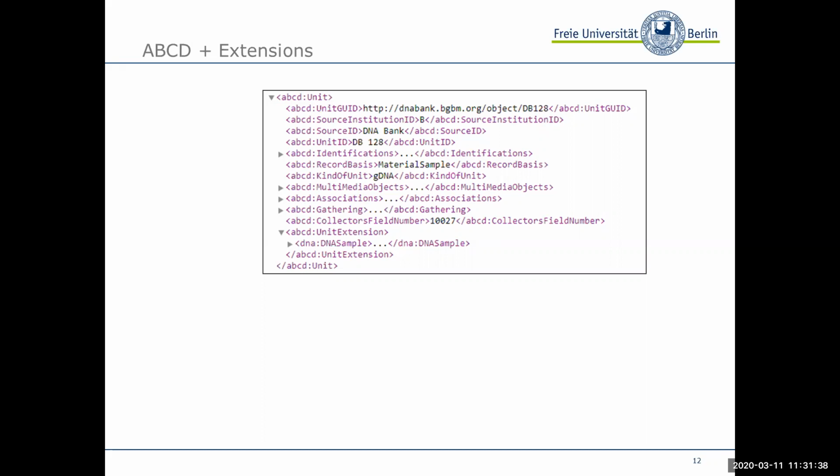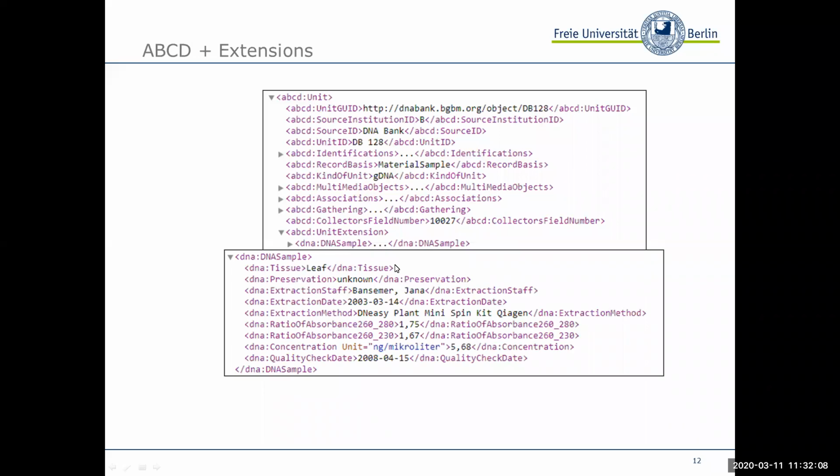And I mentioned that ABCD has this unit extension slot where an extension can be plugged in. In this case, for the Global Genome Biodiversity Network, an extension has been designed with more information on DNA samples. And that's what you can see under this unit extension item. If I expand that, you can see that there are more data items, especially on DNA samples, like the concentration of DNA in the sample, the method, and the date of the DNA extraction, and so on. This is just a part of the GGBN extension, actually.